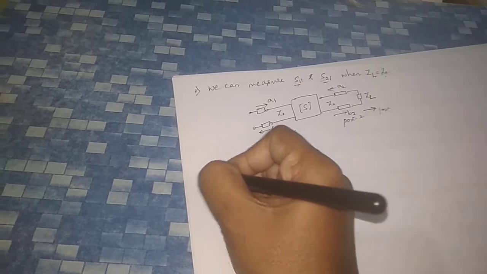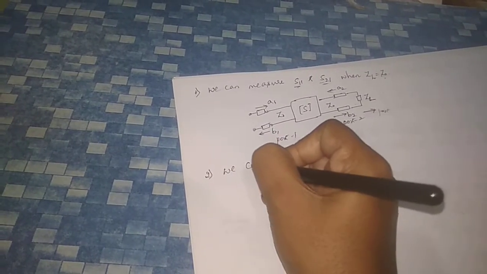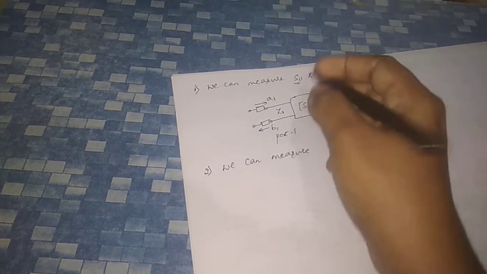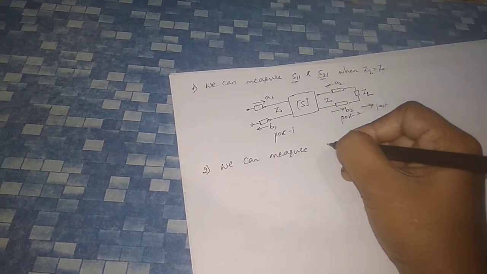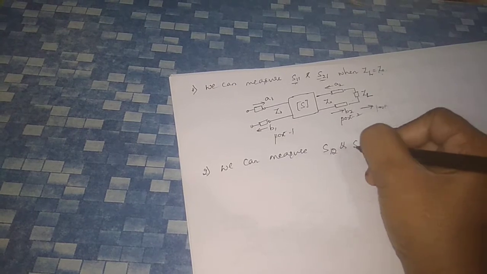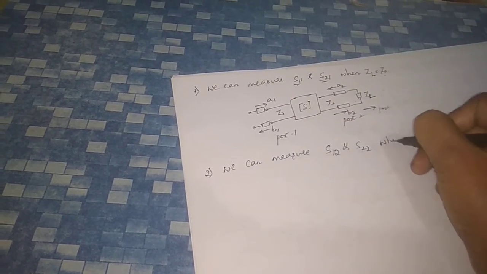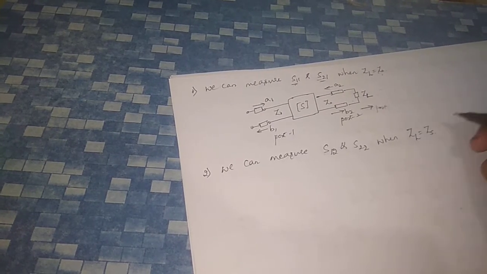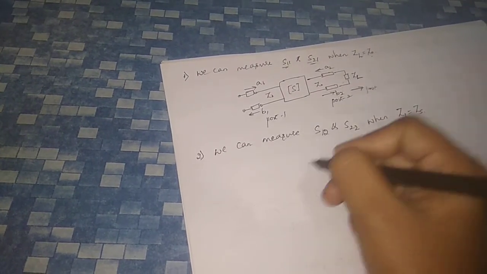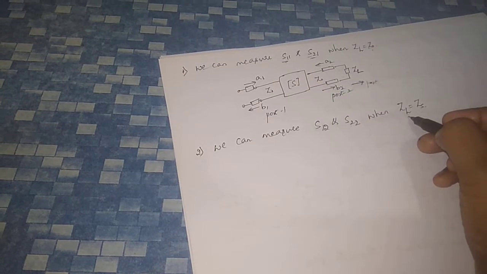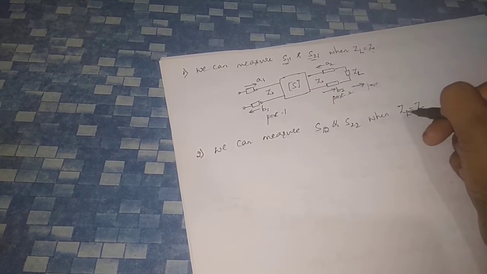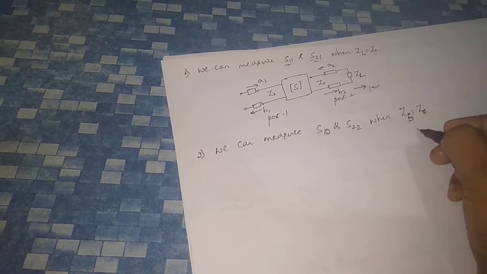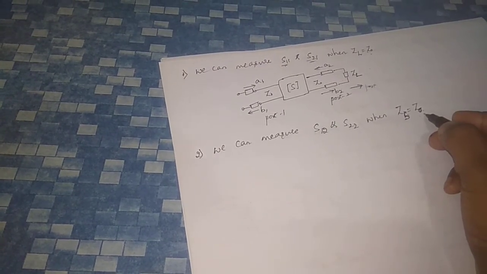The second one: I am considering a two-port network here, so that's why we are taking only 4 S parameters. We can measure S12 and S22 when ZS is equal to Z0, that is, when your source impedance is equal to the characteristic impedance.